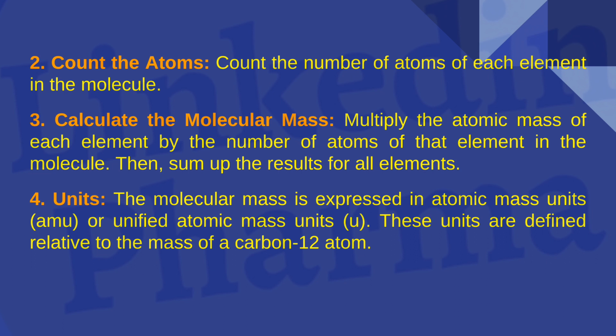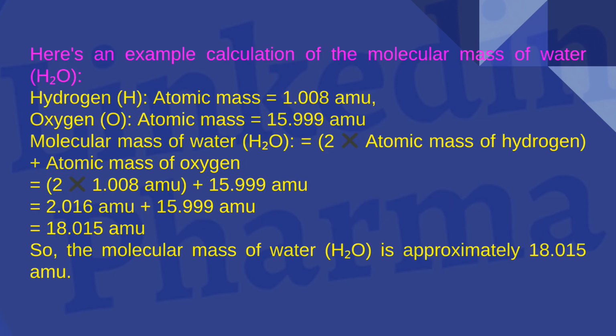Units. The molecular mass is expressed in atomic mass units or unified atomic mass units. These units are defined relative to the mass of a carbon-12 atom. Here's an example calculation of the molecular mass of water. Hydrogen. Atomic mass equals 1.008 atomic mass units. Oxygen. Atomic mass equals 15.999 atomic mass units.